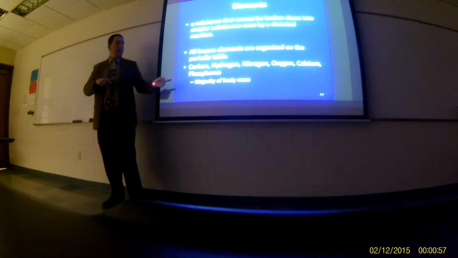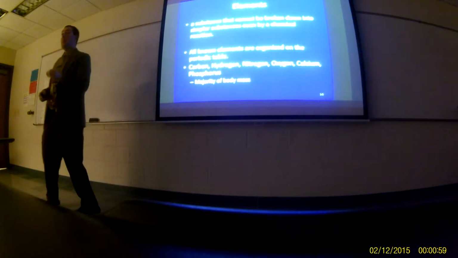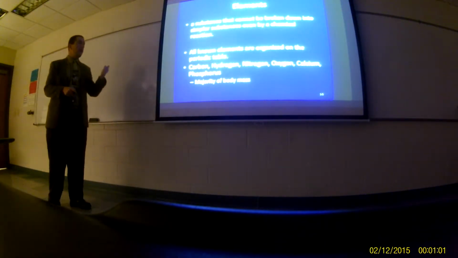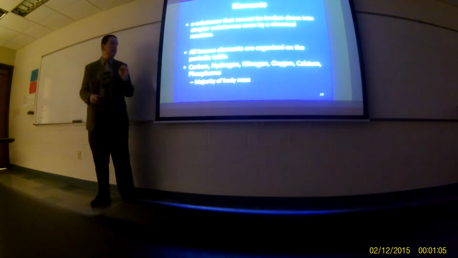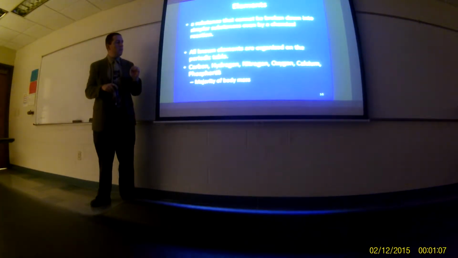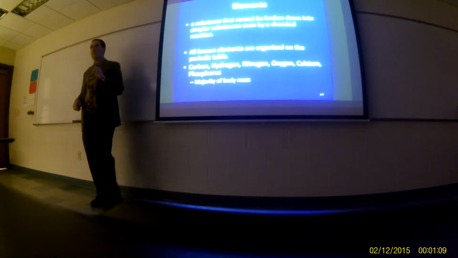Most of our body is made up of a small number of these elements. Carbon, hydrogen, nitrogen, oxygen, calcium, and phosphorus. Where do you think the majority of the hydrogen and oxygen are?